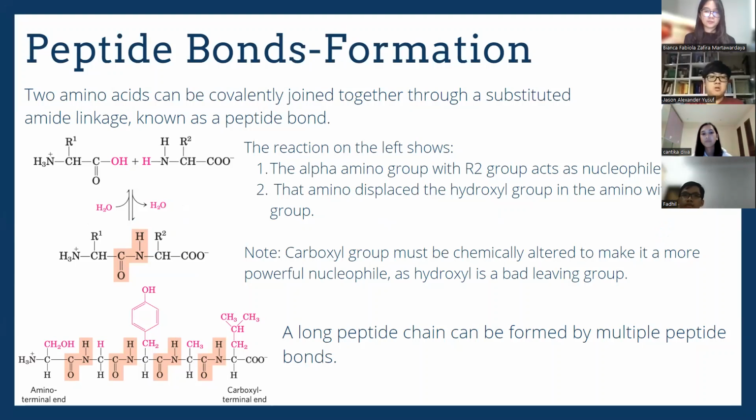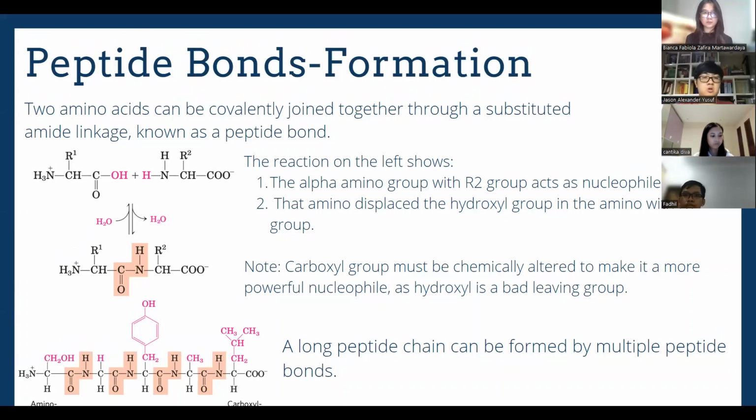Okay, so now we're going to discuss the formation of peptide bonds, which is, I believe, a continuation of the previous subtopics. So basically, how is a peptide bond formed? Well, first, a peptide bond is formed by two amino acids that are covalently joined together through a substituted amide linkage, known as a peptide bond. And the peptide bond is this one, the one that has the CONH, the bolded one.